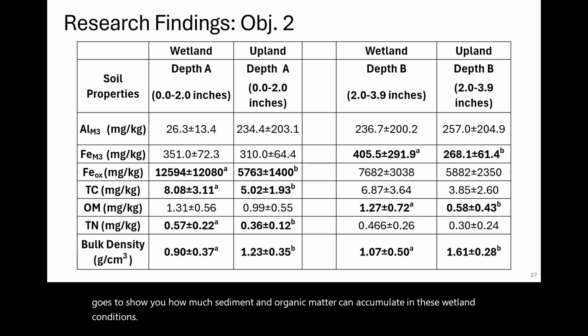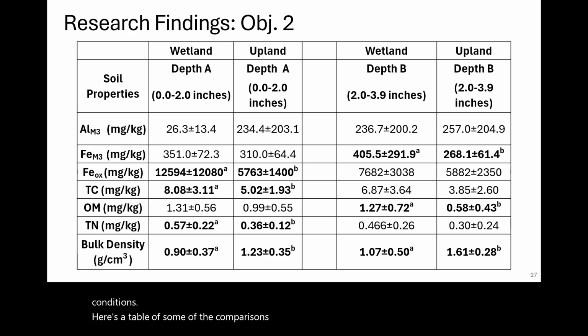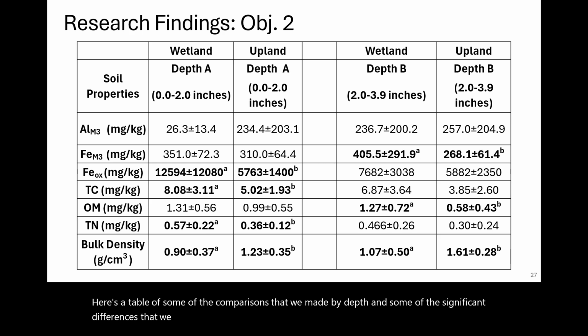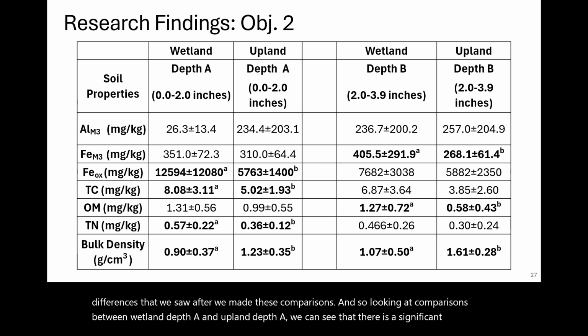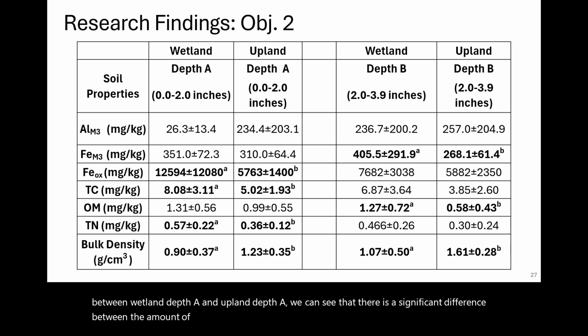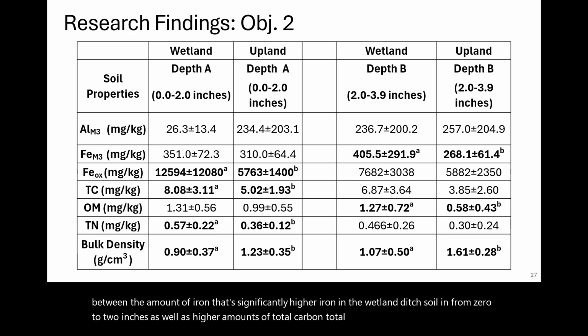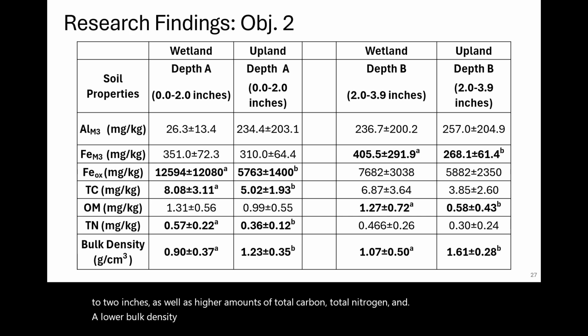Here's a table of some of the comparisons that we made by depth and some of the significant differences that we saw after we made these comparisons. Looking at comparisons between wetland depth A and upland depth A, we can see that there's a significant difference between the amount of iron. There's significantly higher iron in the wetland ditch soil from 0 to 2 inches, as well as higher amounts of total carbon, total nitrogen, and a lower bulk density compared to upland ditches.